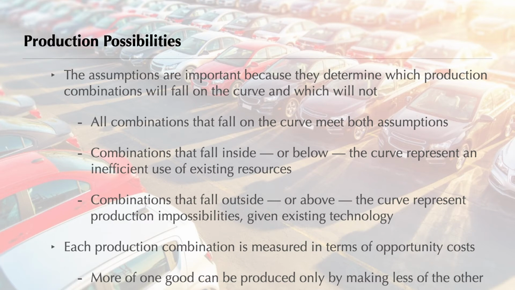Each production combination is measured in terms of opportunity costs. That is, more of one good can be produced only by making less of the other good. Keep in mind that a production possibilities curve is a model, or a simplified version of reality based on specific assumptions. Models are useful tools that help people understand how the real world works. Because the production possibilities curve is based on assumptions relating to current conditions, it is a helpful model.